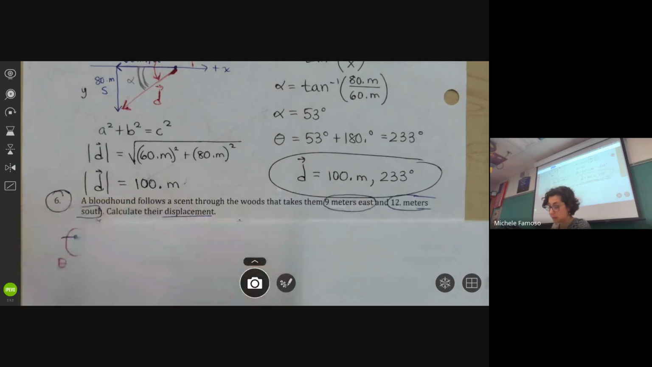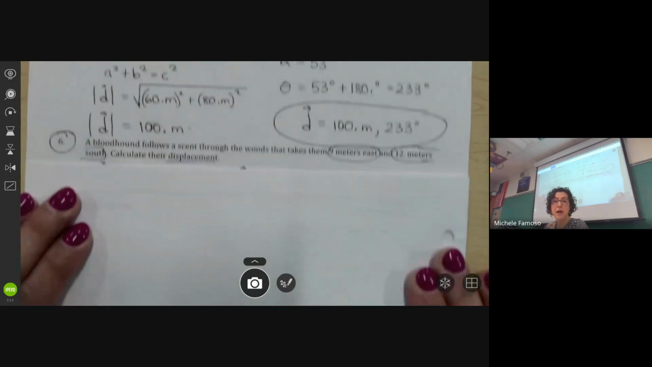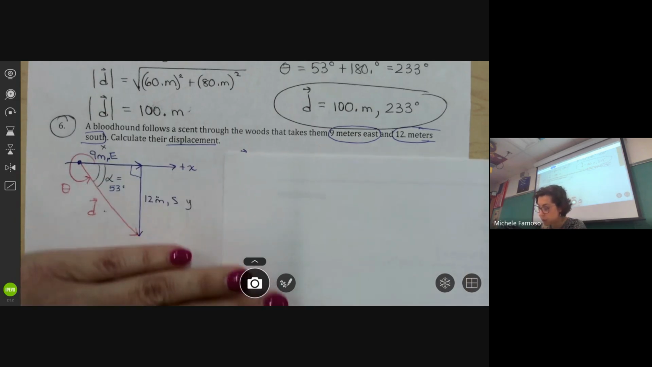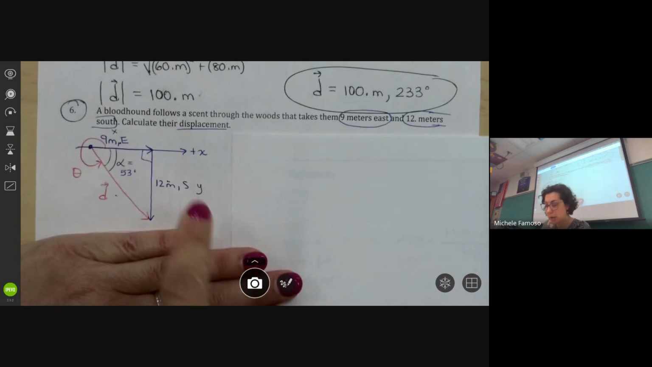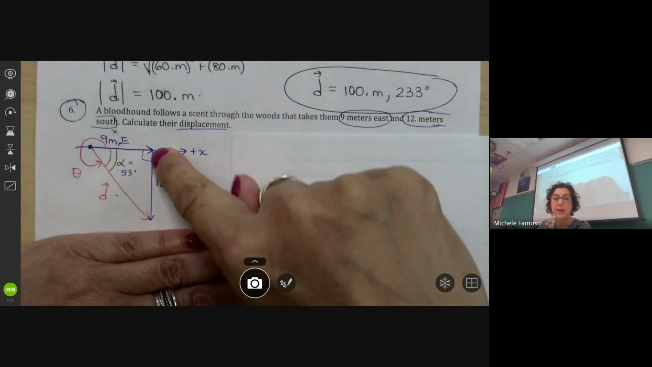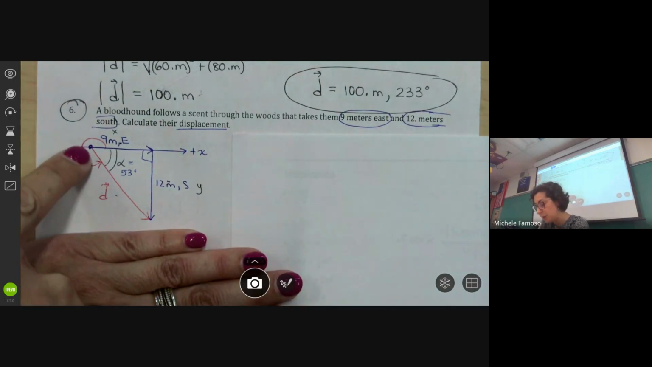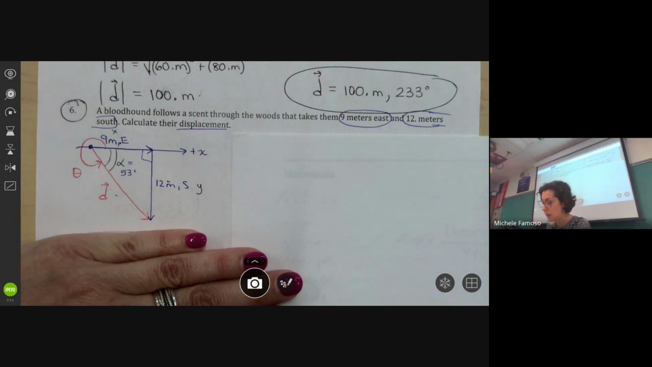All right, let's look at 6. A bloodhound is following their scent through the woods. They go 9 meters east and then 12 meters south. Calculate the displacement. So starting with my sketch, this is what it should look like. Arrow to the right, 9 meters. Then an arrow pointing down, 12 meters. My displacement is from the origin to that end point. This is in the 4th quadrant.